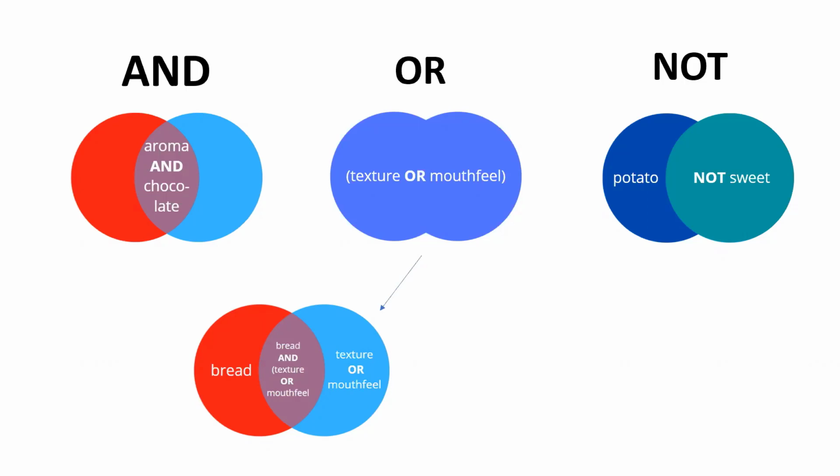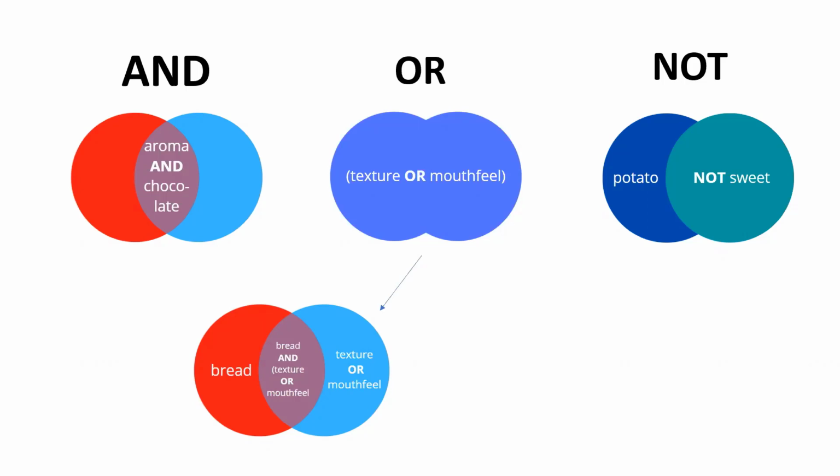So when you're building a search, you usually use a combination of these terms. So you can see underneath the and the or, we've got another Venn diagram. And on one side, we've got texture or mouthfeel. So this big grouped concept together that we've built. And then we're intersecting it with an and with bread.